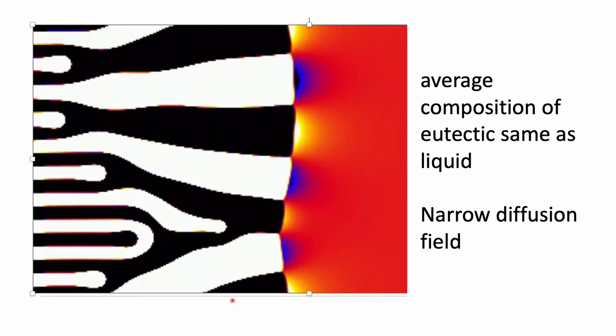This illustrates a eutectic mixture in a binary alloy, where one of the phases is depleted in solute and the other one is enriched in solute. However, the average chemical composition of this eutectic mixture is the same as that of the liquid, so the composition of the liquid doesn't actually change as transformation proceeds, and that allows the reaction to proceed rapidly, because the far field composition is not changing. Any solute that is partitioned into the liquid, for example here, would be absorbed by the phase which likes to have that solute. So the diffusion fields are actually very narrow.